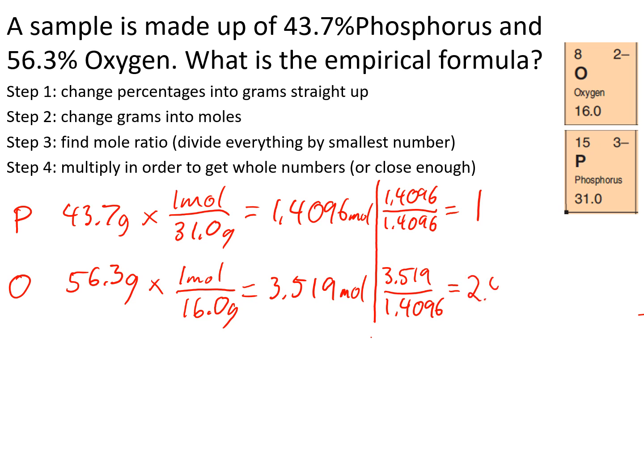I get 2.496 right there. Okay. Now, my last step says multiply in order to get a whole number, or what we consider close enough. So right here I have 2.496. It's not quite a whole number, but it's about 2.5, and that's not a whole number. So we're going to pretend that's roughly 2.5.